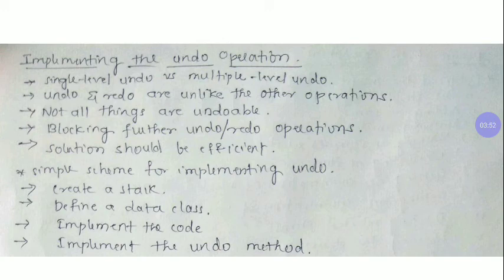Next, define the data class. For each operation, define the data class that will store the information necessary to undo the operation. Next is to implement the code, so that whenever any operation is carried out, the relevant information is packed into this associated data object and pushed onto the stack. Whatever operation or work we do has to be pushed to the stack.